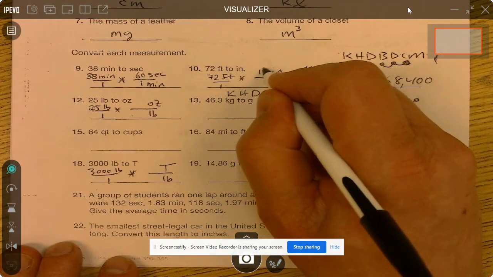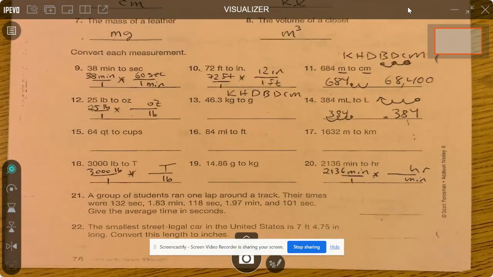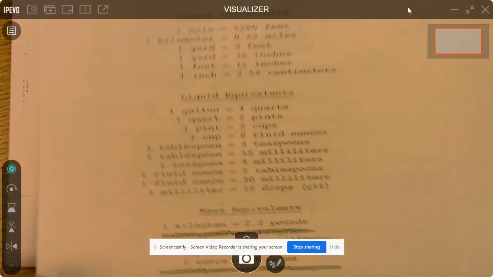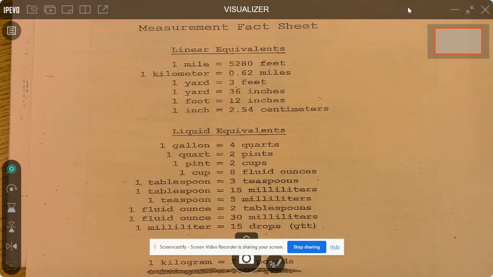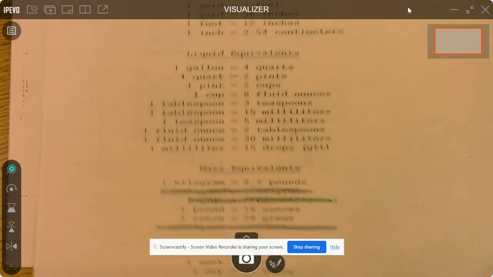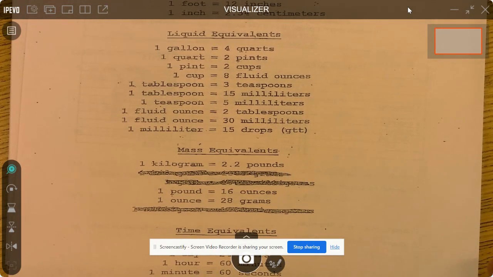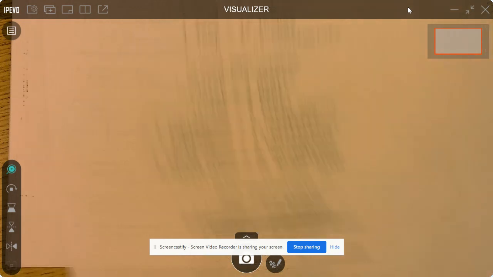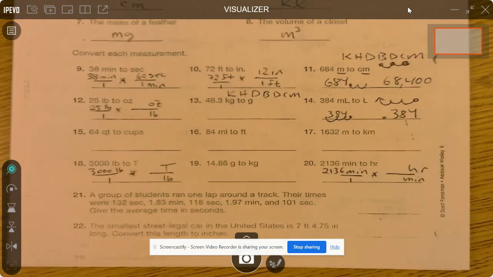There are, in fact, 12 inches in 1 foot. This piece of paper went out to everyone. It is a fact sheet. It has lots of facts on it. You never have to memorize any of the facts. You're going to use these facts as we go through. But you don't have to memorize it. They will be there for you when you see the test or the quiz.